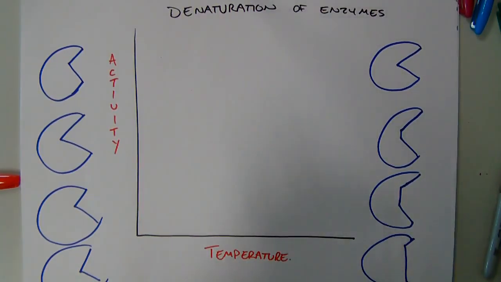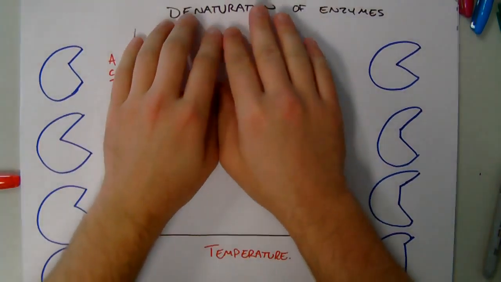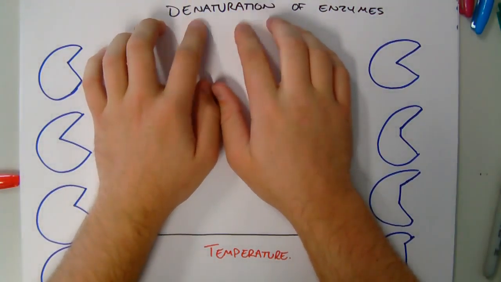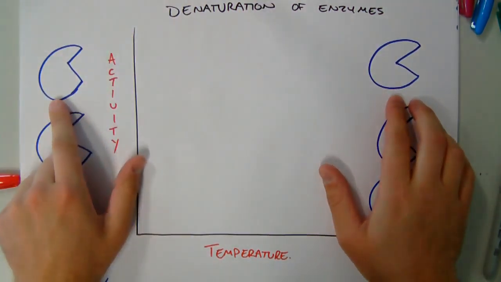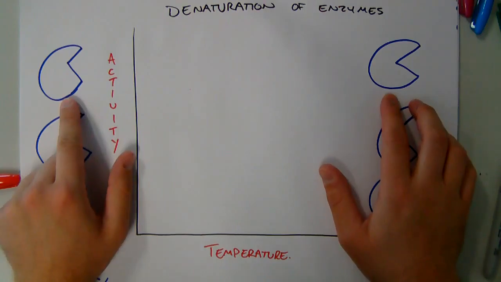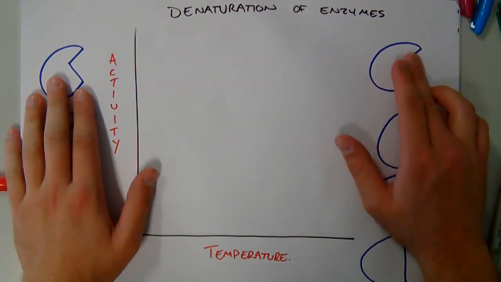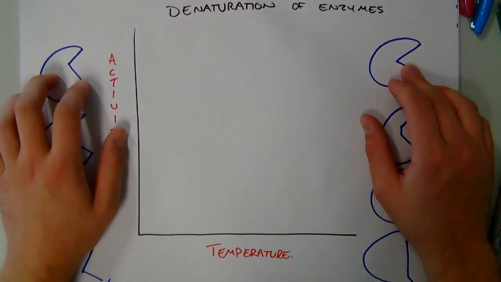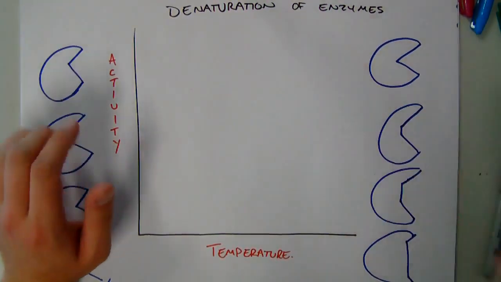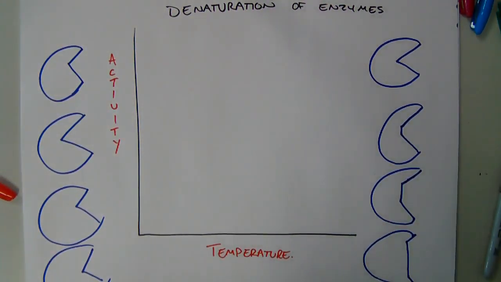Okay, a little bit about the denaturation of enzymes. Denaturation just means changing away from its natural form. So this is what my enzymes will normally look like. Pretend they both look the same, okay? If I change the shape of my active site of my enzyme, it can no longer carry out its function. That's it. Do not pass go, do not collect 200 pounds.